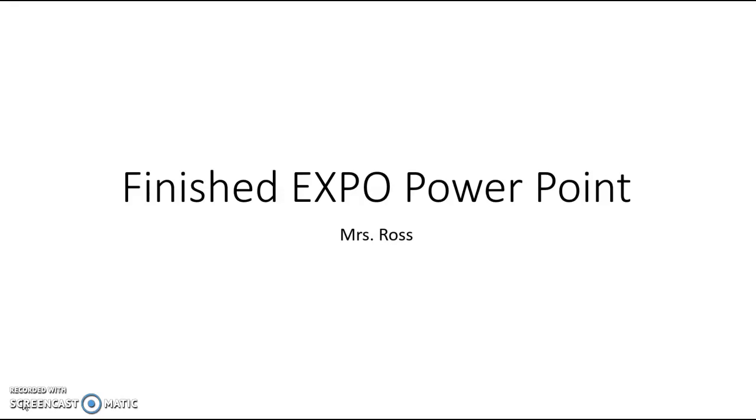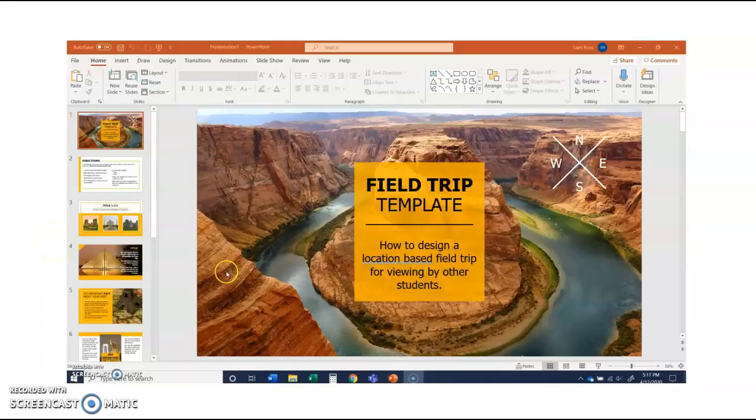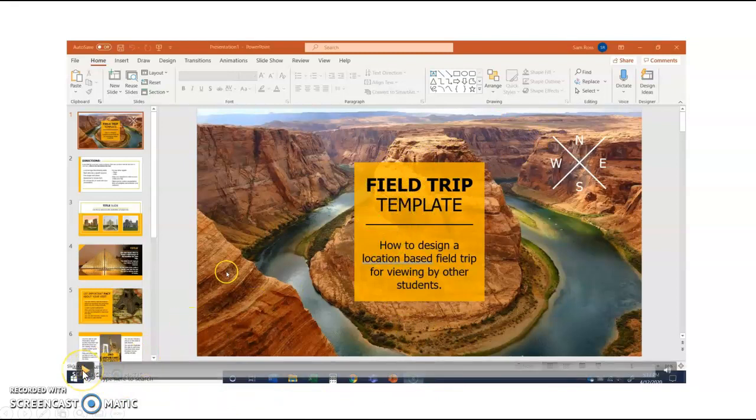So let's pretend this is my finished EXPO PowerPoint, and I'm going to be writing on this. So there's a video of how to access Screencast-O-Matic and how to start a PowerPoint video, and it's in the next slide. You're going to click play, and that's the one that I actually made. Maybe I should play it. Now I can't make it go forward. Okay, there it is. Oh, there's the play. Okay, so here goes.